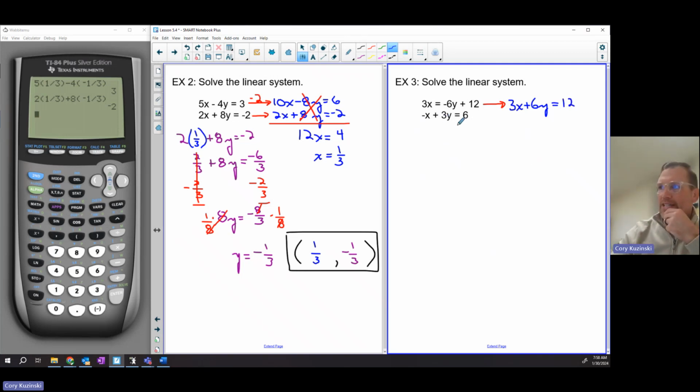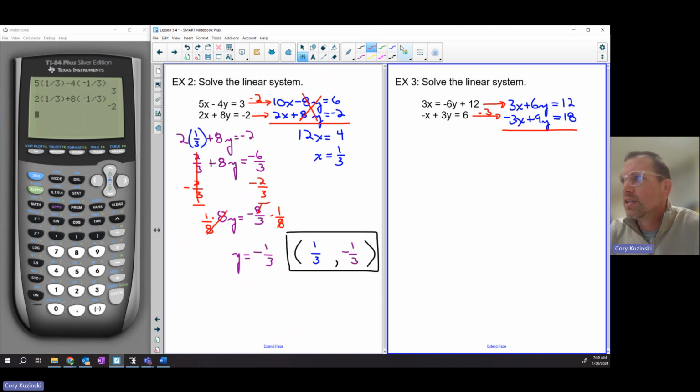And then I'm looking at this bottom equation and there's nothing that's going to cancel out if I add them together. However, if I take this and multiply it by 3, I'll have a 3x here and a -3x here, and then those would eliminate each other. Elimination method, right? All right, so let's do that. -x times 3 is -3x. That's what I wanted. Okay, 3y times 3 is 9y. And 6 times 3 is 18. So we multiplied everything by 3, and we also rewrote the first equation in standard form by adding 6y to both sides.